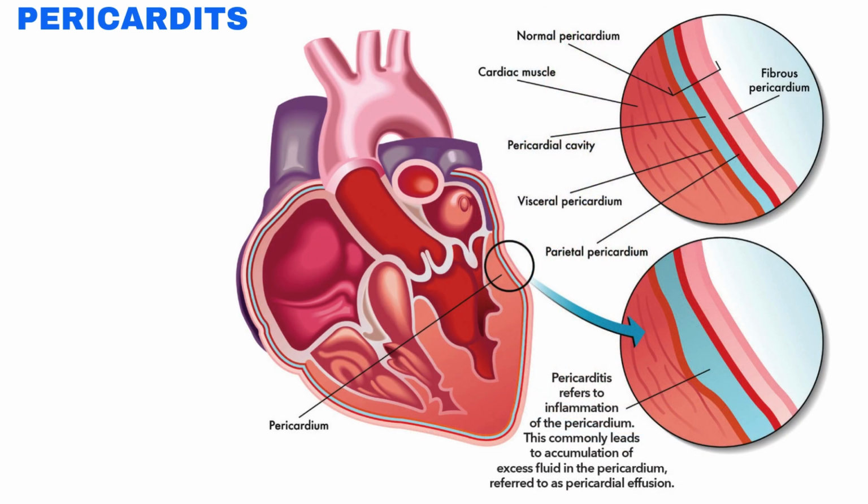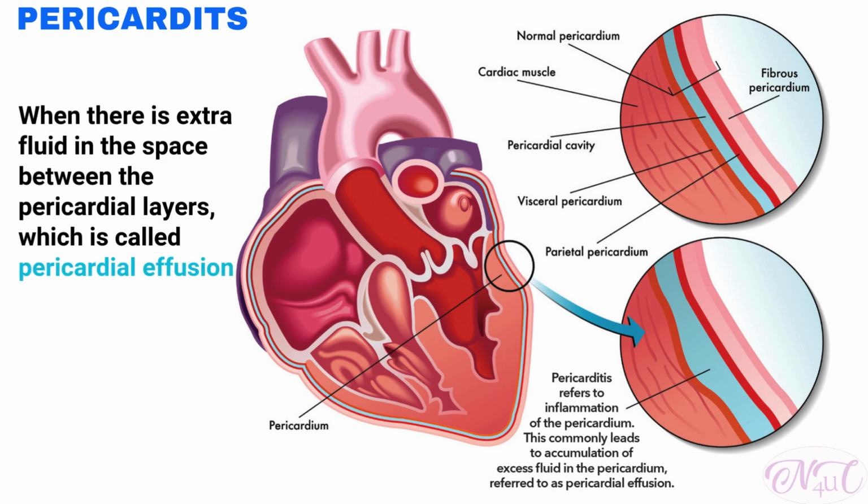What is pericarditis? Pericarditis is a condition caused by an inflammation of the pericardium or pericardial sac, often with fluid accumulation. Pericarditis usually develops suddenly and may last from weeks up to several months. The condition usually clears up after 3 months, but sometimes attacks can come and go for years. Sometimes there is extra fluid in the space between the pericardial layers, which is called pericardial effusion.